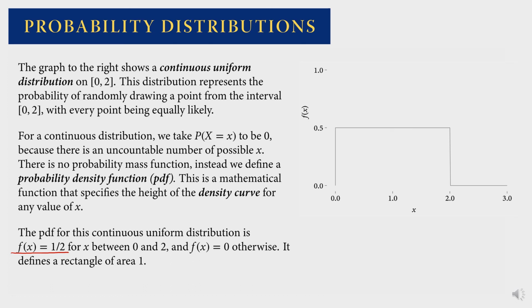f(x) gives me the height of a rectangle, and the width is 2 because the possible values for X range from 0 to 2. To make this thing a probability distribution, I need the area to be 1. That's why f(x) needs to be 1/2, because the area of a rectangle is base times height.